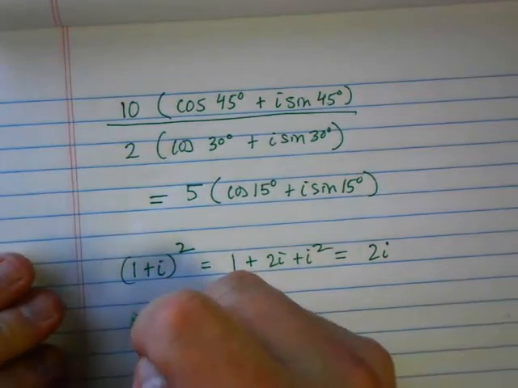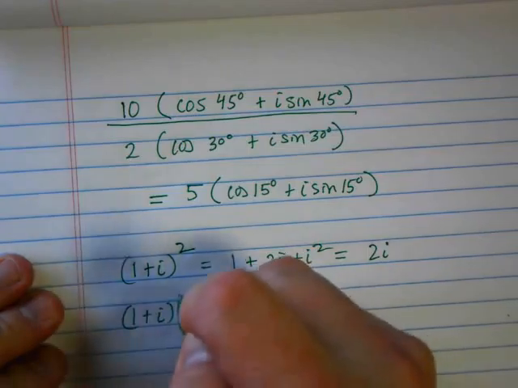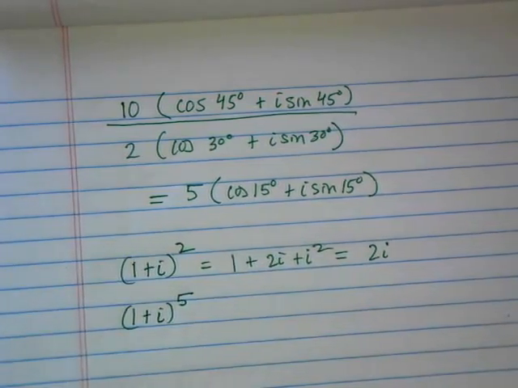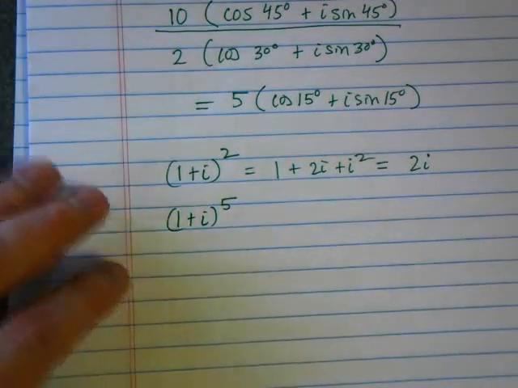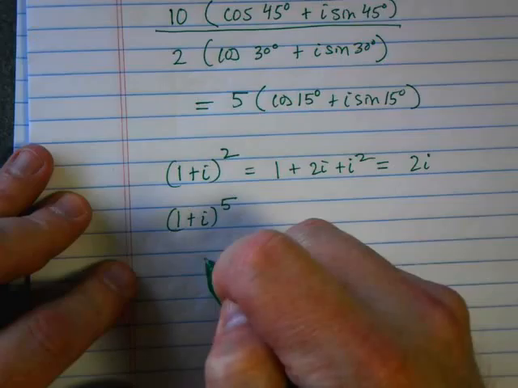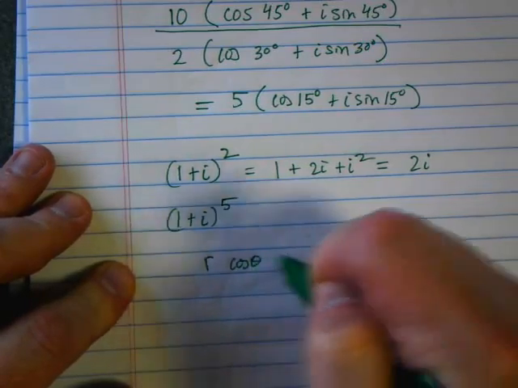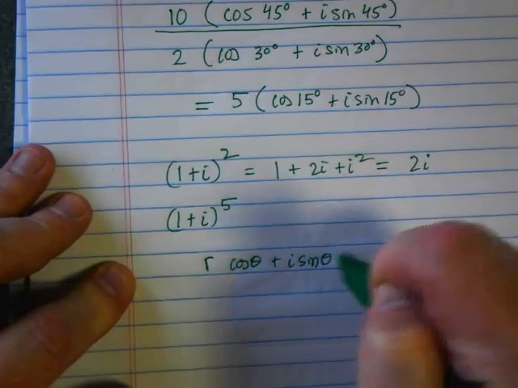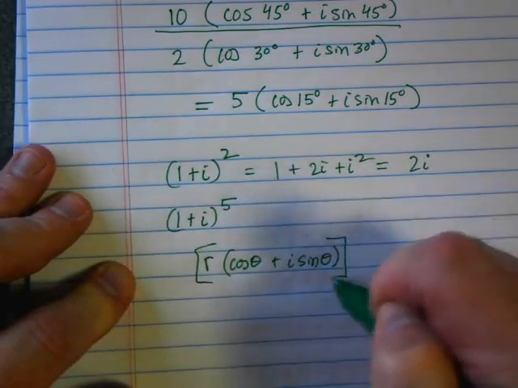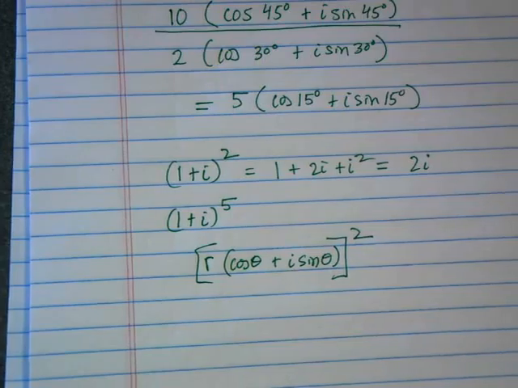What if I asked you to take 1 plus i and raise it to the 5th? What would you do? You tell me, no, I'm not going to do that. It's too hard. That's what you should tell me. That's what you should really do. How do you multiply numbers that are in complex form? If I want to take r cosine theta plus i sine theta and square that whole thing, how would you do that?